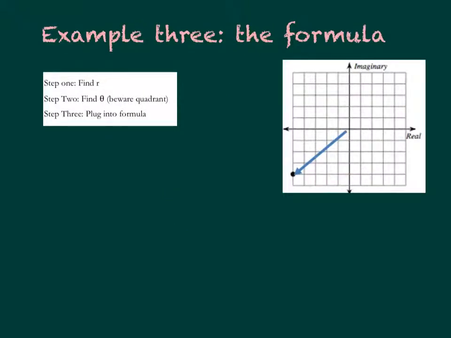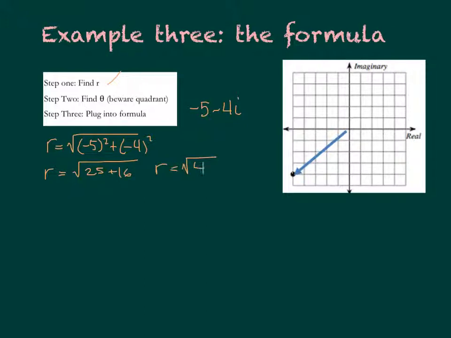Let's do one last example, and this time I'm actually going to use the formula rather than going through the whole triangle process. Now, first thing I should do is probably identify my point. So it looks like 1, 2, 3, 4, 5. Looks like we have -5, -4i as our point. So I'm going to go through my steps. First, I need to find r. So I know r is just the square root of a squared, -5 squared, plus b squared, -4 squared. So r is going to be the square root of 25 plus 16. So r equals the square root of 41.